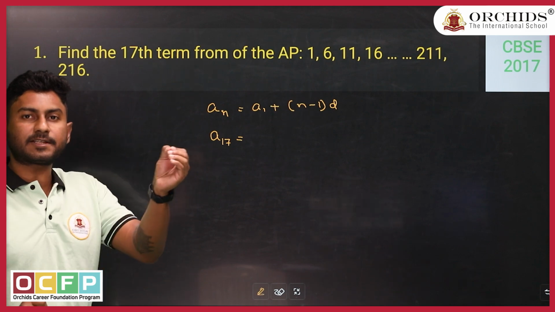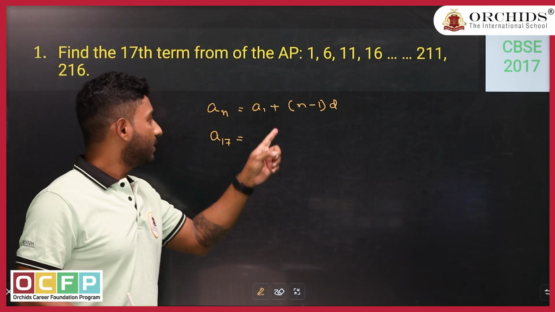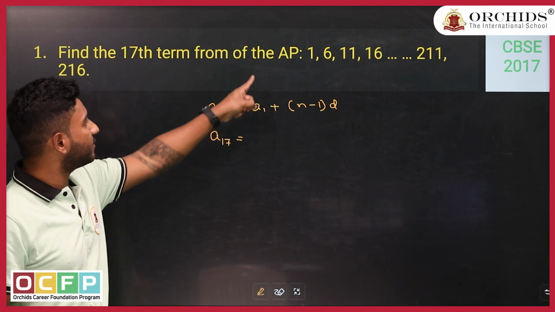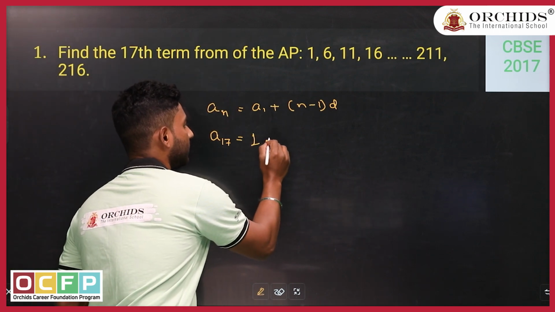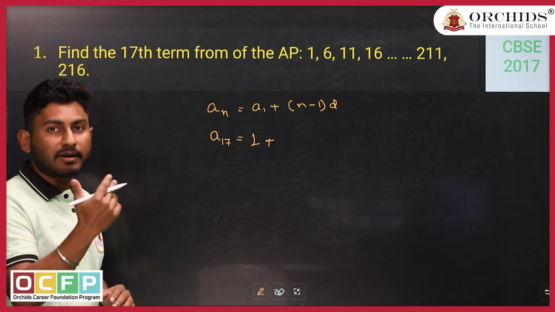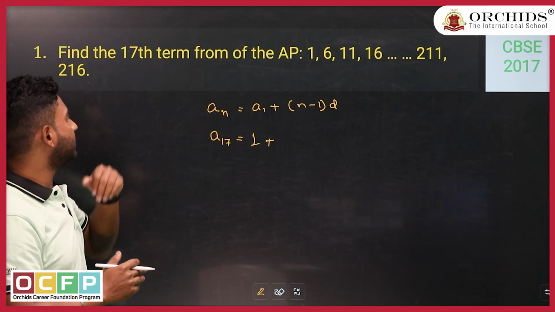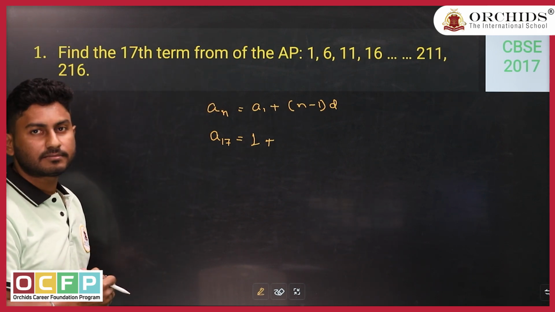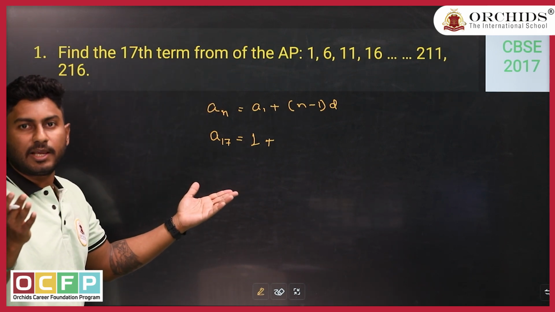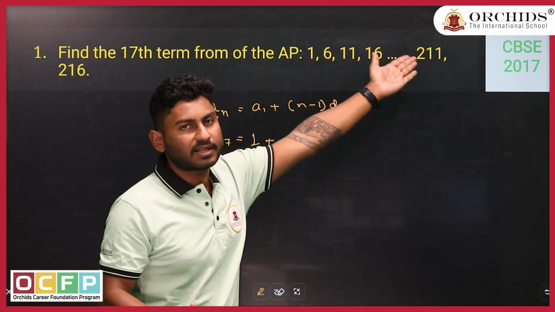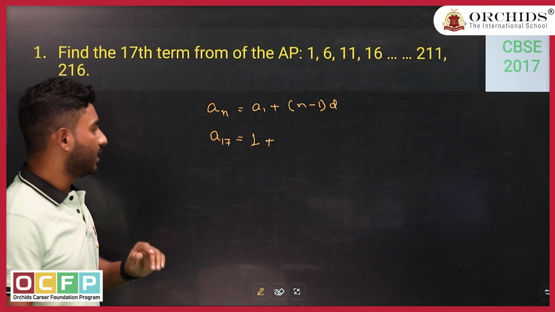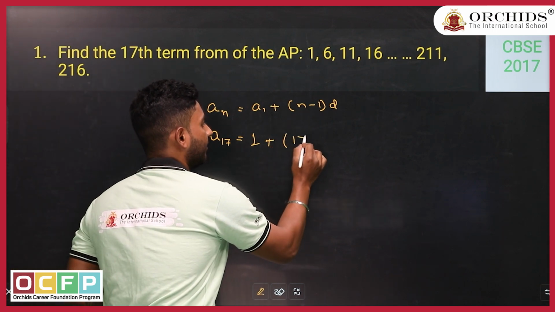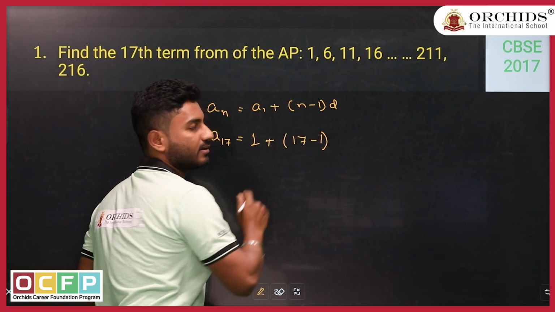A1. A1 is the first term. A2 will be the second term. So I need the first term, right? What is the first term, do you see? It's 1, right? Put 1. Plus n minus 1. Now how many terms are there? If you see, I don't want how many terms are there in the AP. I want the 17th term, right? So here it will be 17 minus 1.